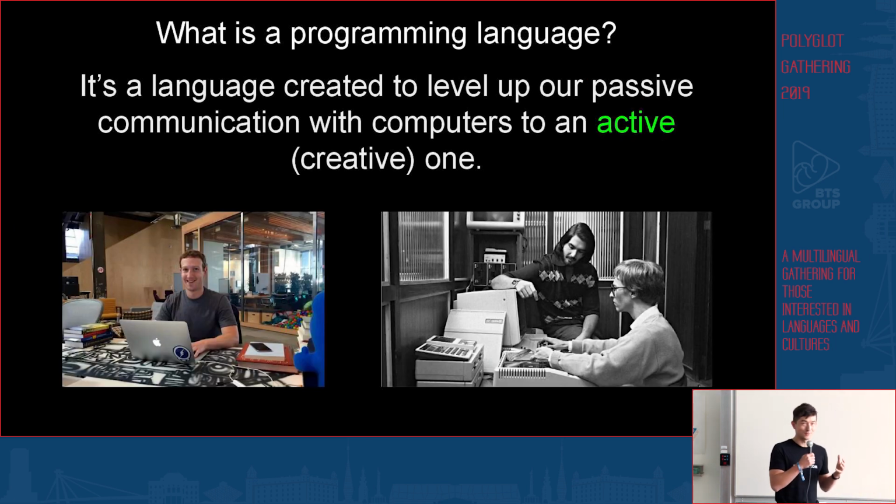But with programming languages, we can start communicating with computers in a more active way. You don't have to become the founders of Facebook or Microsoft, but it still can help you.